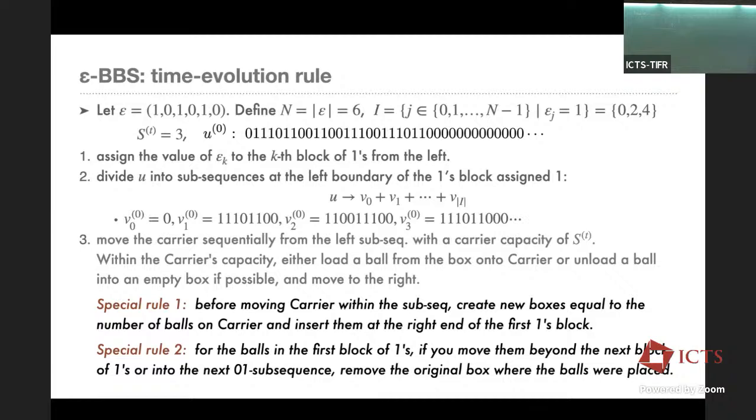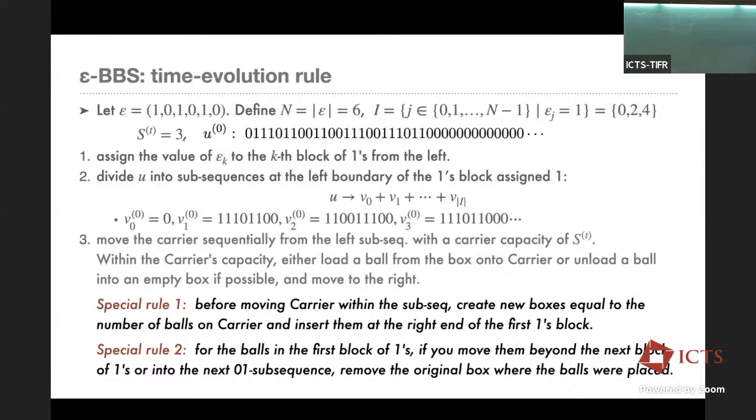So some balls moved to the next subsequence. Correspondingly, we have to create a new box. So here one ball and box are just inserted, and then this box and ball have been removed in this setting. But in our newly introduced, extended version of Laurent, epsilon Laurent, we have two special rules.